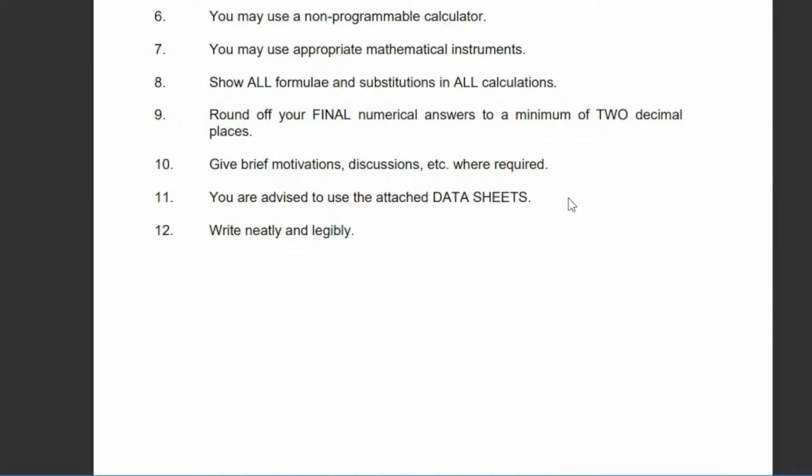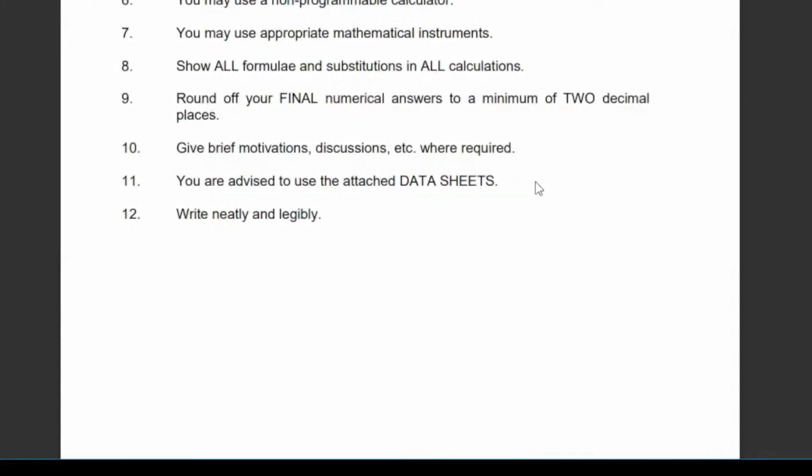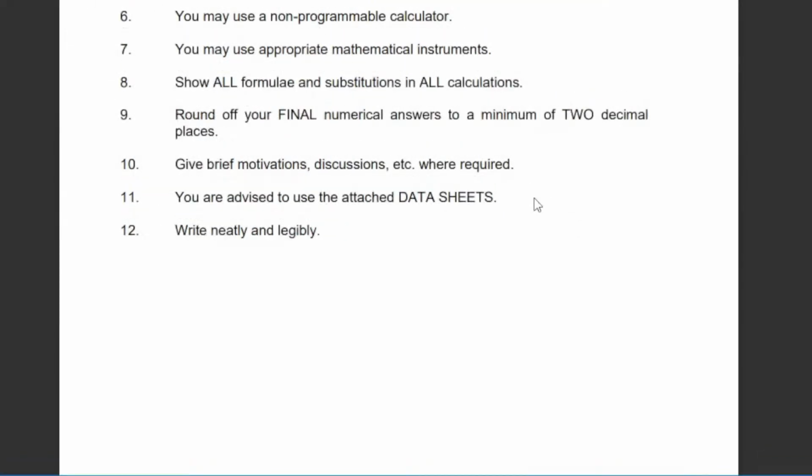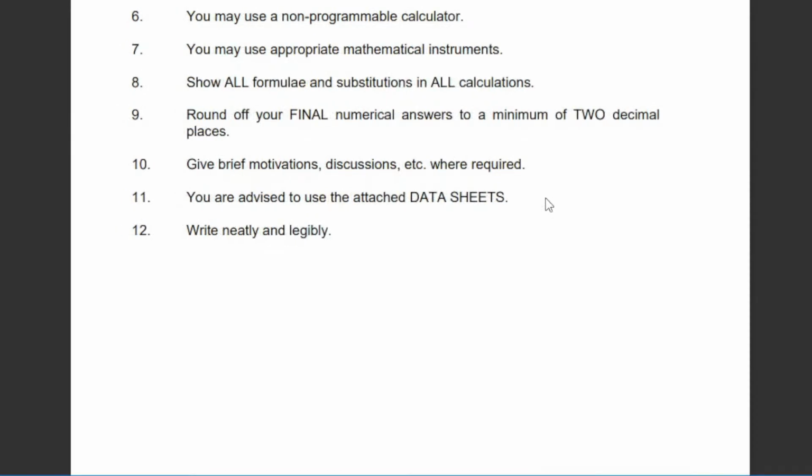Sometimes when they give data sheets, some students leave the data sheet on the question paper, yet the data sheet which we are supposed to fill in, for example, a graph, and then they leave it in the question paper and they submit the answer sheet without that graph, which is supposed to be drawn. Remove the paper from there, then attach it to the answer sheet. So please, if you find something like that, don't leave it in the question paper.